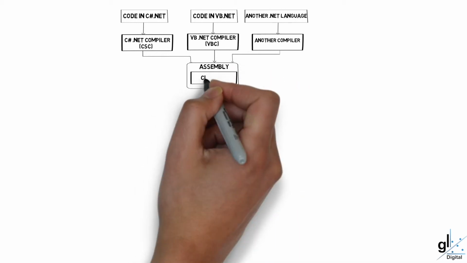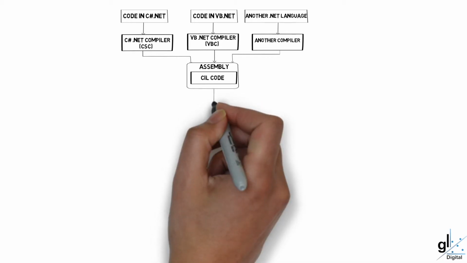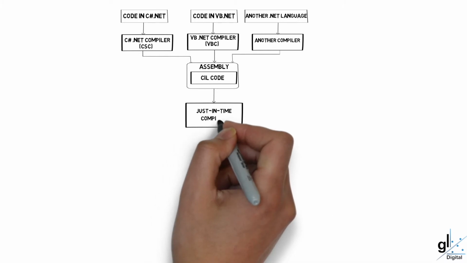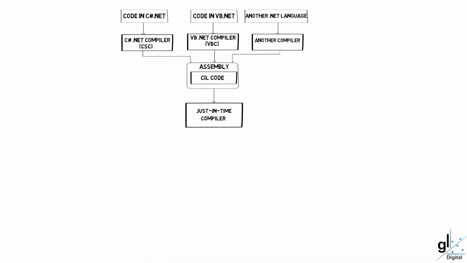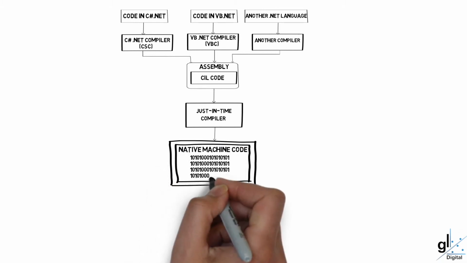The appropriate compiler then compiles your code into an assembly which contains the common intermediate language code. If the code that has been loaded has not yet been compiled, the common language runtime will employ the just-in-time compiler service to compile the common intermediate language code into machine code that your CPU can understand.